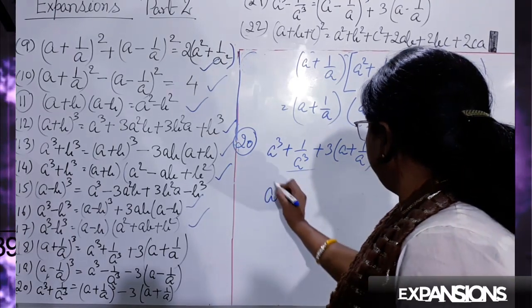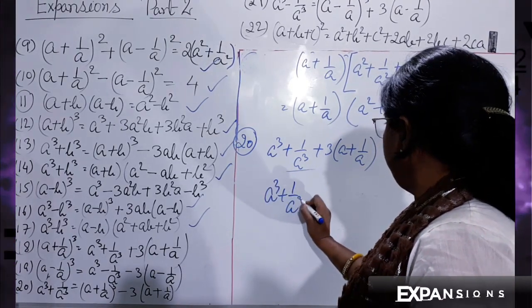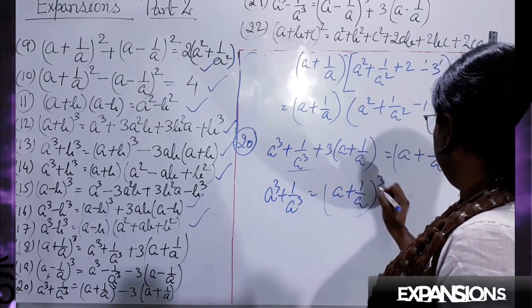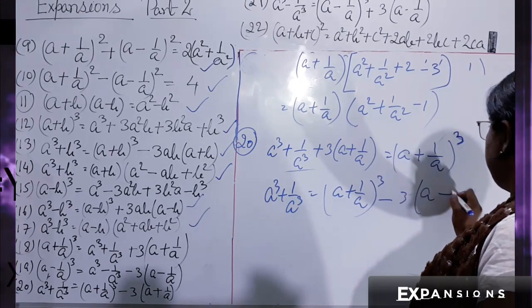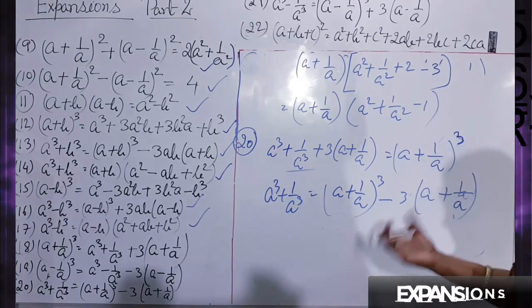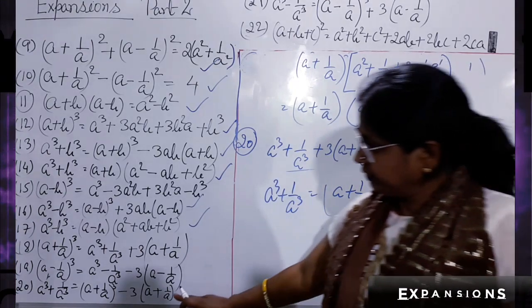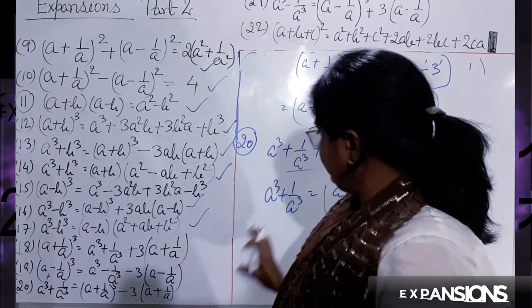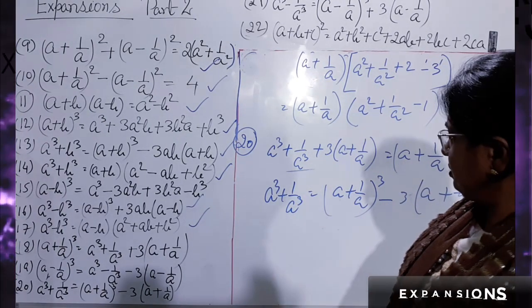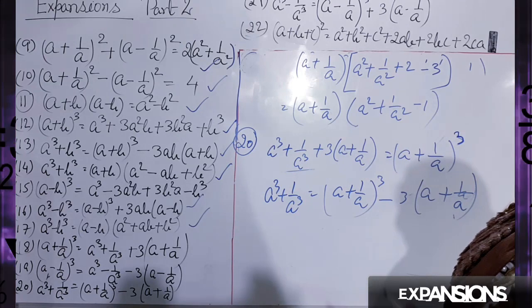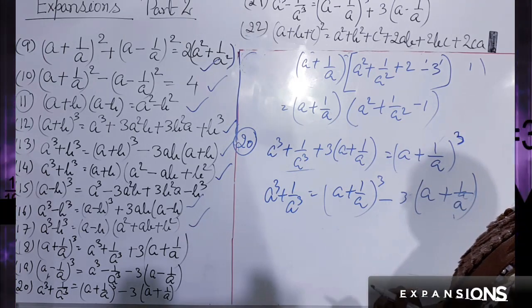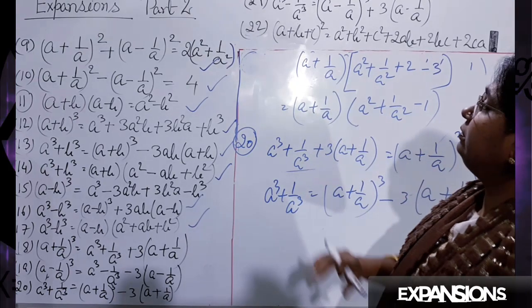Now a cube plus 1 by a cube is equal a plus 1 by a whole cube minus 3 a plus 1 by a. Only I have rearranged of 18 number. They are rearrangement of 18 number, that much only. It is 20 number. Now like that only we can prove 18 and 19 also. 19 number, 19 and 21.